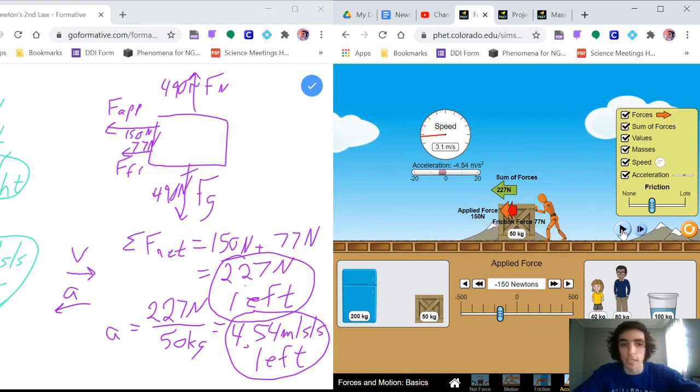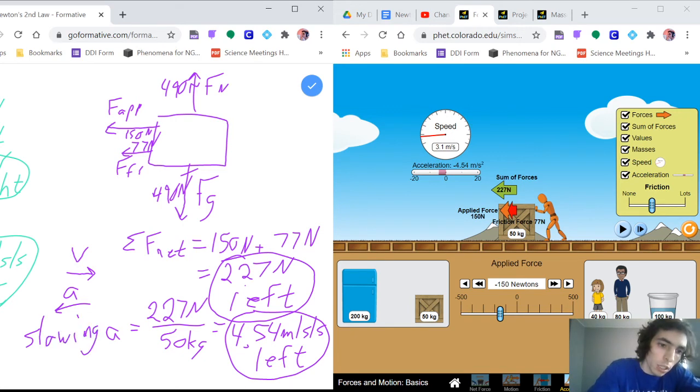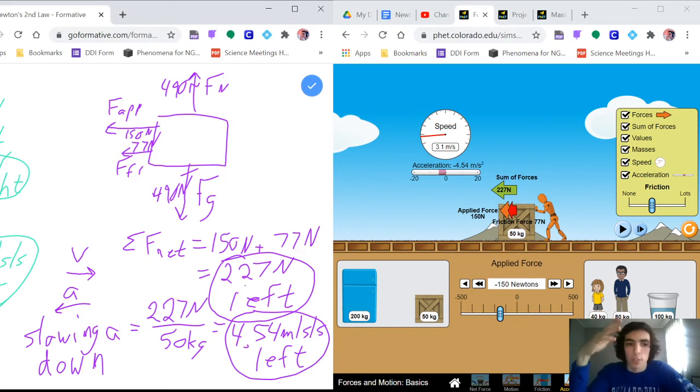That's why this object is slowing down, because now our velocity and acceleration are in opposite directions. So the overall way to figure out if this object or this person is speeding up or slowing down is we need to figure out what direction is its velocity in, what direction is its acceleration in. If they're in the same direction, this object is speeding up. If our velocity and acceleration are in opposite directions, that object would be slowing down, which is what we see here.